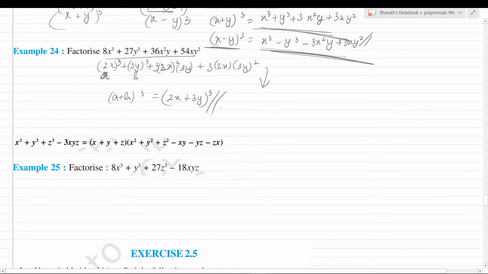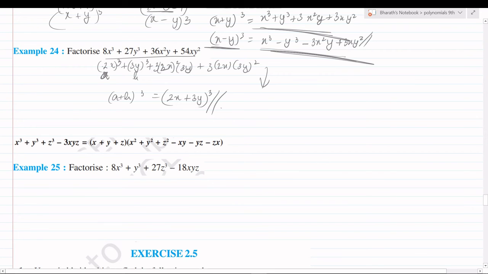x cube plus y cube plus z cube minus 3xyz is equal to (x plus y plus z) into (x square plus y square plus z square minus xy minus yz minus zx). There is a formula, and there is a derivation, but the derivation is not needed for you guys. You can just write it.